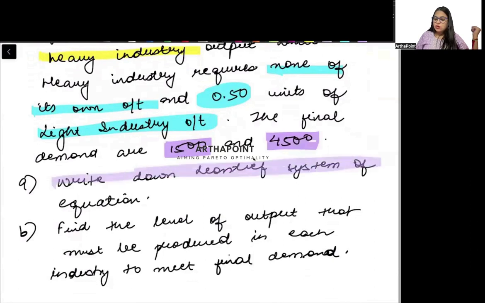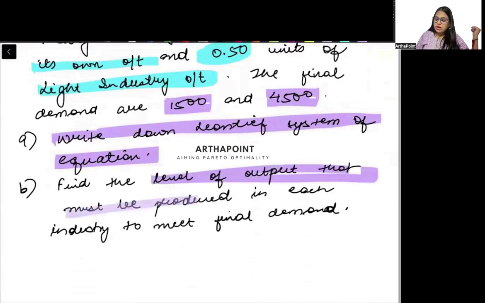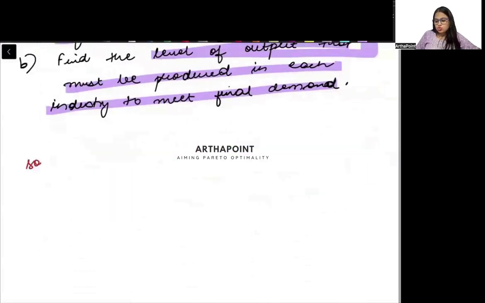You need to write down the Leontief system of equations. You need to find the level of output that must be produced in each industry to meet the final demand. Very easy question, beta. Let's start with the solution.